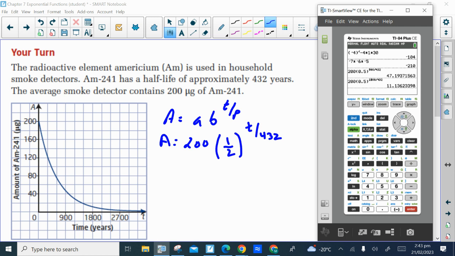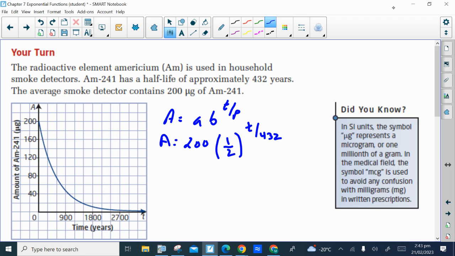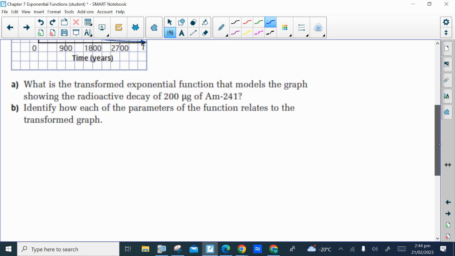The one point that we know for sure is on this graph is the point (0, 200). And that'll work when t is 0, 0 over 432 is 0, 1/2 to the power 0 does equal 1 times 200. So that point definitely does work. The other ones, it's kind of a guesstimate that your equation seems to work for the points, and this one does. Okay.